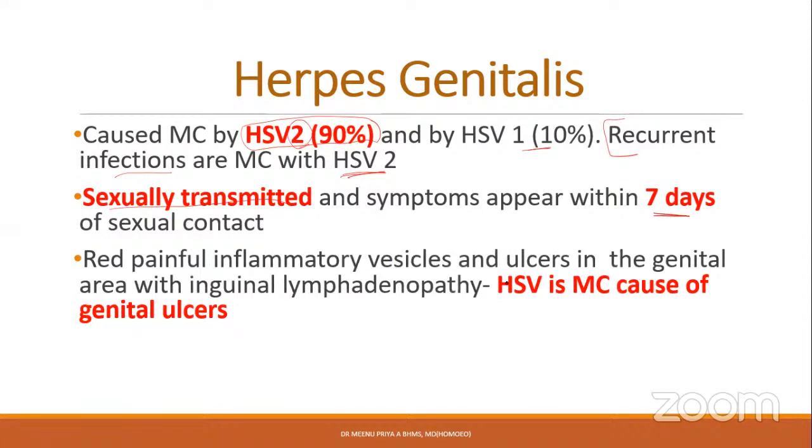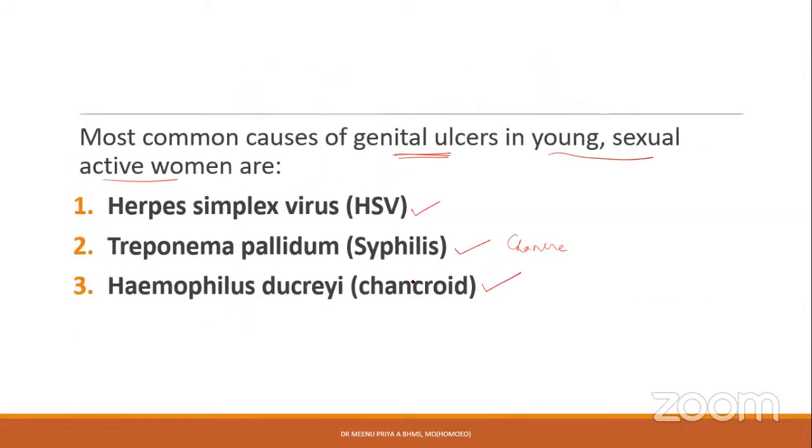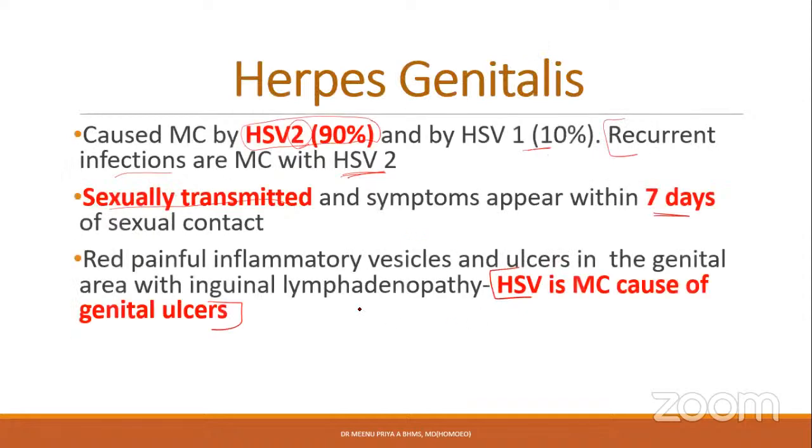And red, painful, inflammatory vesicles and ulcers in the genital area with inguinal lymphadenopathy. HSV is the most common cause of genital ulcers. So we saw 3 causes here, right? We saw 3 causes: HSV, syphilis, and chancroid. Among these, HSV is the most common. This is an important and frequently asked question. So, which is the most common cause of genital ulcers? It is herpes simplex virus.